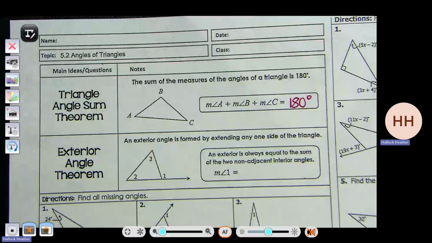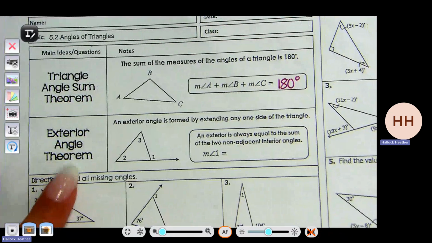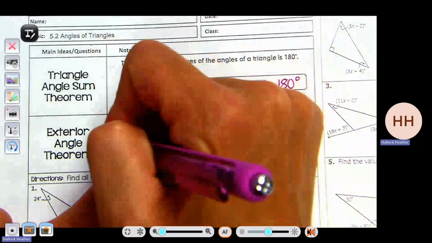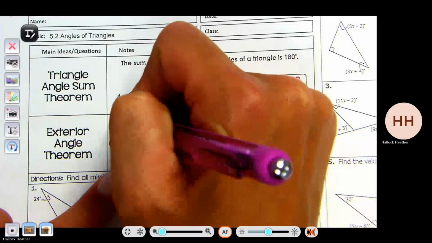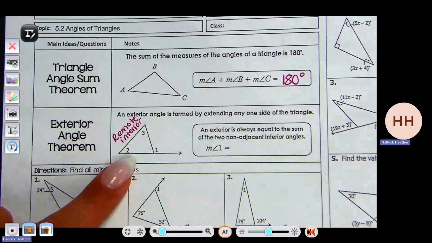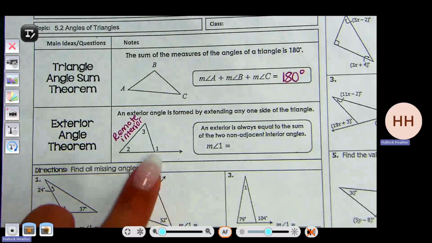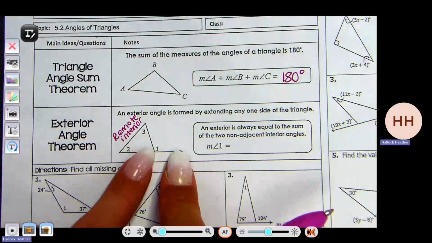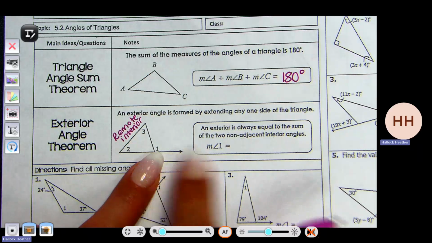From middle school, okay? The other one you may or may not have done in middle school, I can't remember, is the exterior angle theorem. The exterior angle theorem states that the two remote interior angles, these two, are remote interior. Remote just means that they are not directly next to the exterior angle. So notice the location. You have this exterior out here. They are far away from it, not adjacent to it, not connected to the exterior. So the two remote interior angles add to make the exterior.